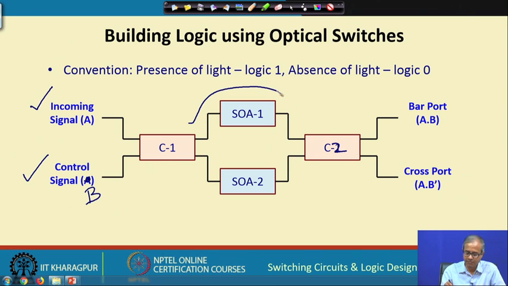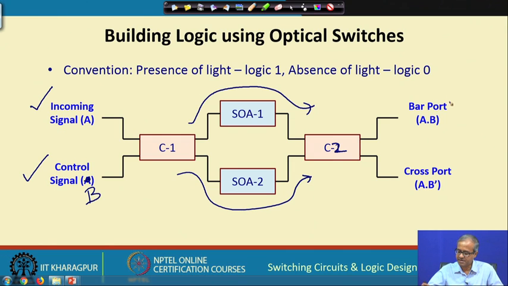So, one beam will be following this path, one beam will be following this path, and depending on the control signal, the phase shift or the phase difference between these two beams will be determined. And the way Mach-Zehnder interferometer works is that in the two outputs, which are traditionally called bar port and cross port, in terms of the logic, this implements A and B, which means if there is a light on the input A and also a light on the input B, which means A equal to 1 and B equal to 1, only then this output will be 1, that means some light will come out, A and B.